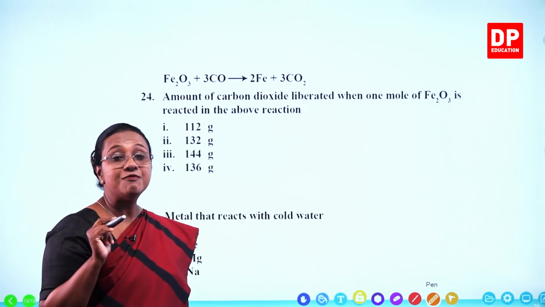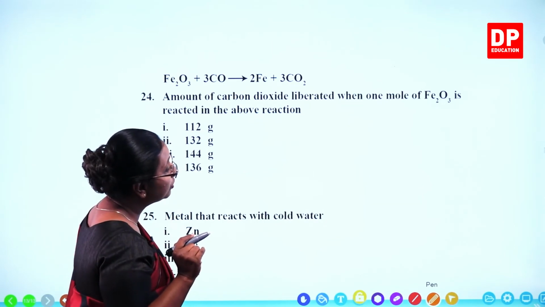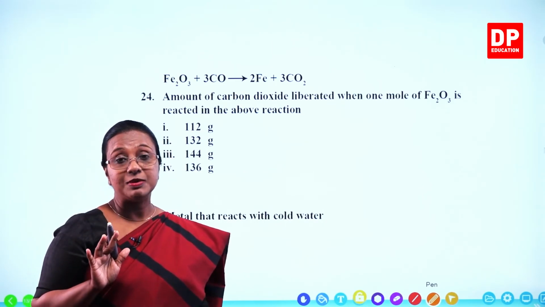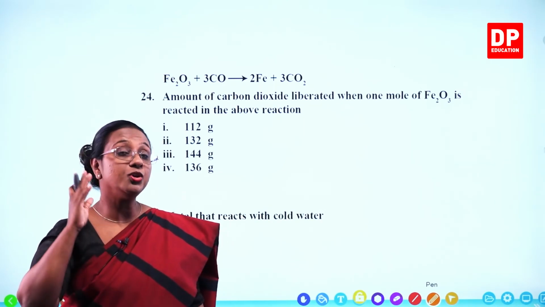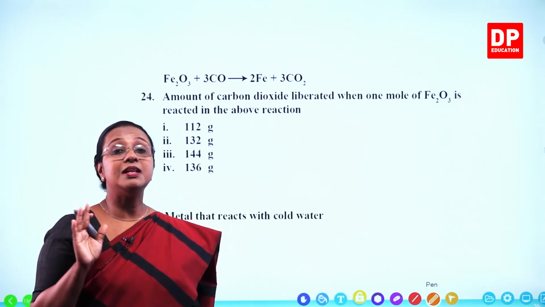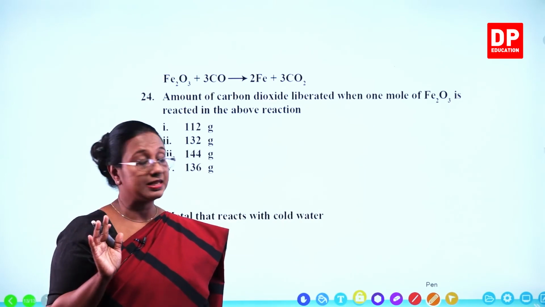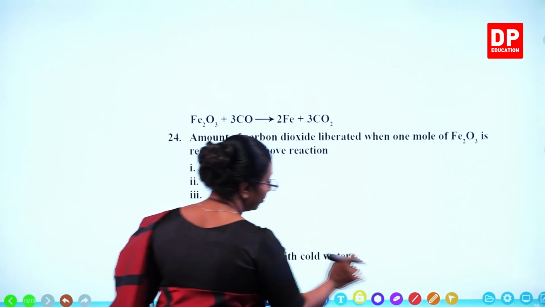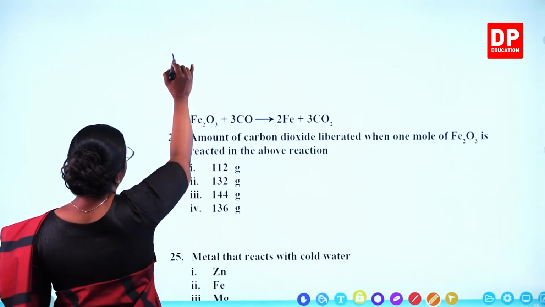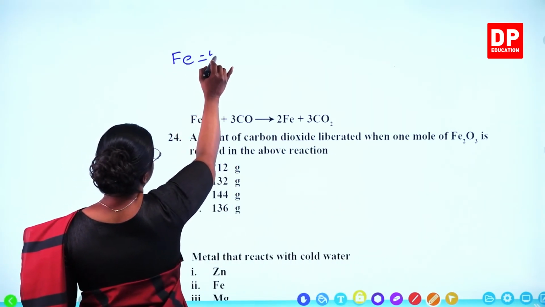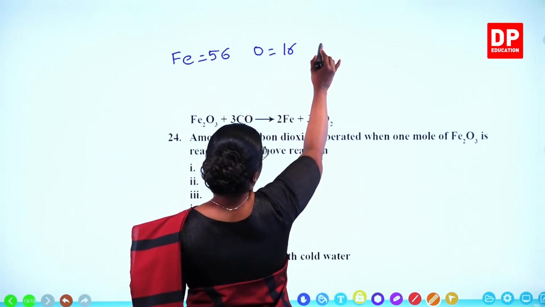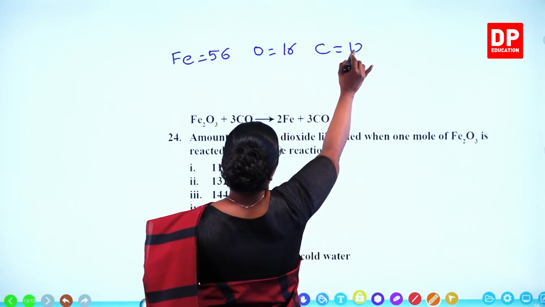So when we say 1 mole of Fe2O3, here students, you will be given the relative atomic masses. If not also, you will have to remember the relative atomic masses to a certain extent. So then, if you can remember, it is there in the textbook. Iron 56, oxygen 16 and carbon 12.